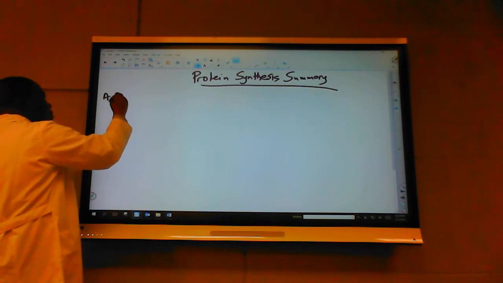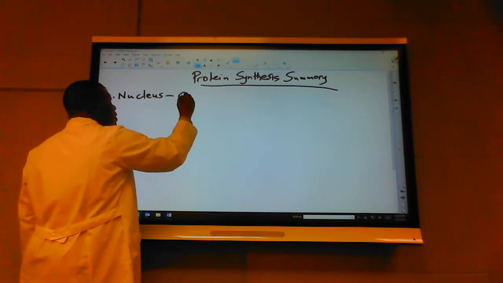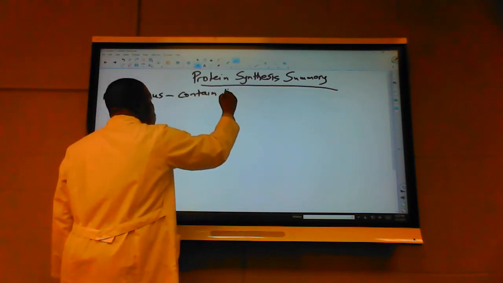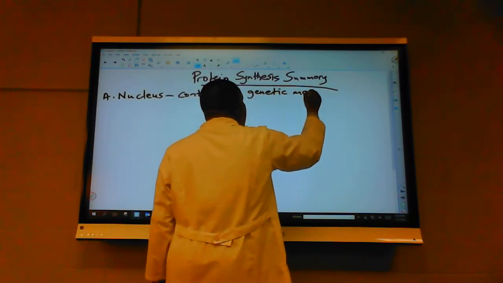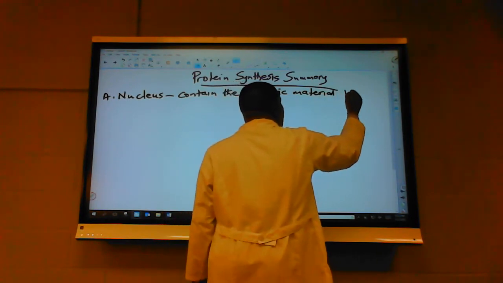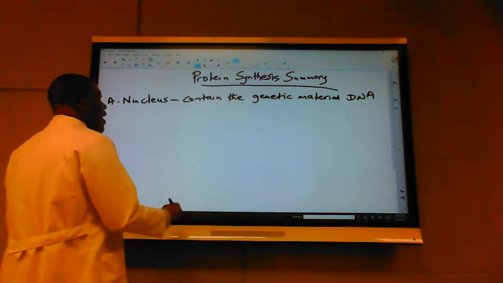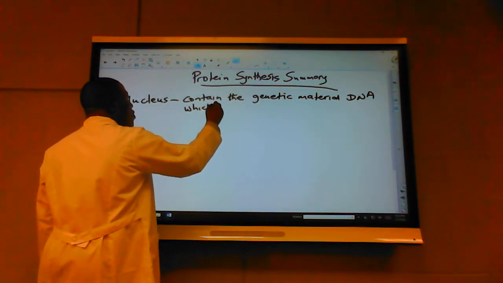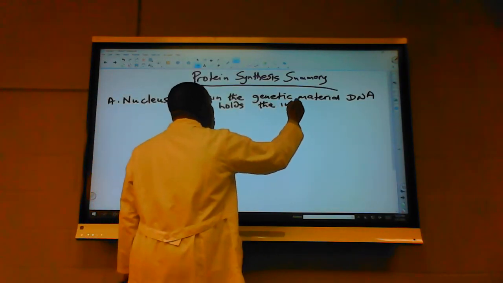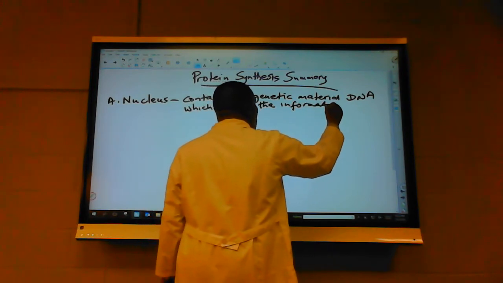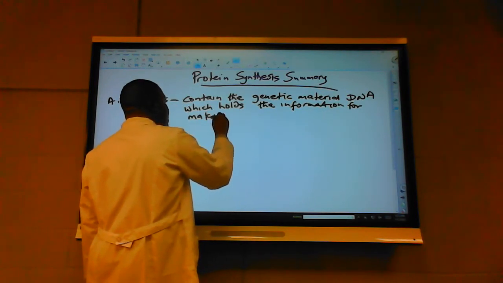First, go to the boss, the nucleus. Okay, so what's in the nucleus? The nucleus contains the genetic material DNA, which holds the information for making protein.